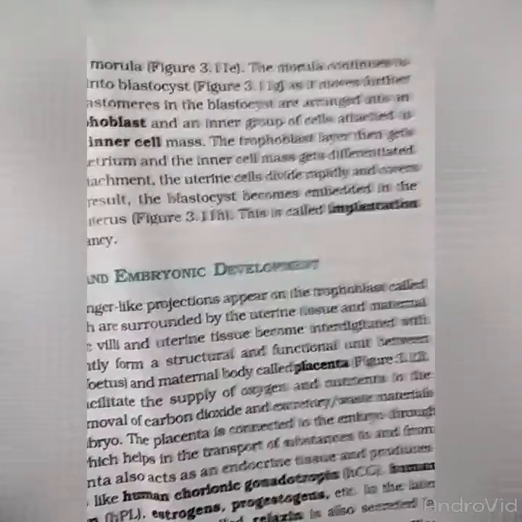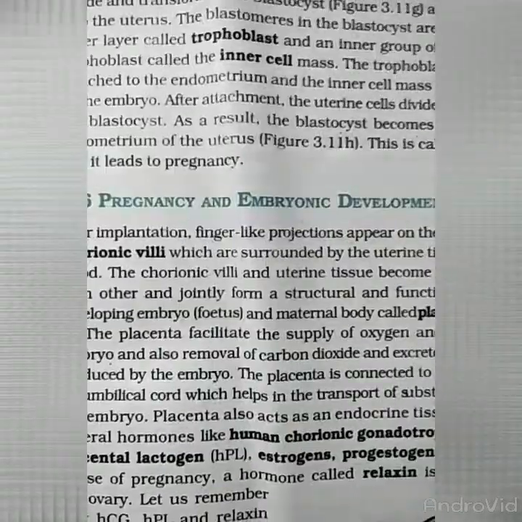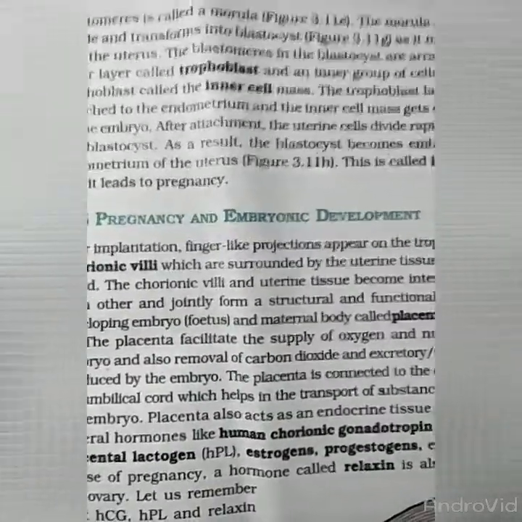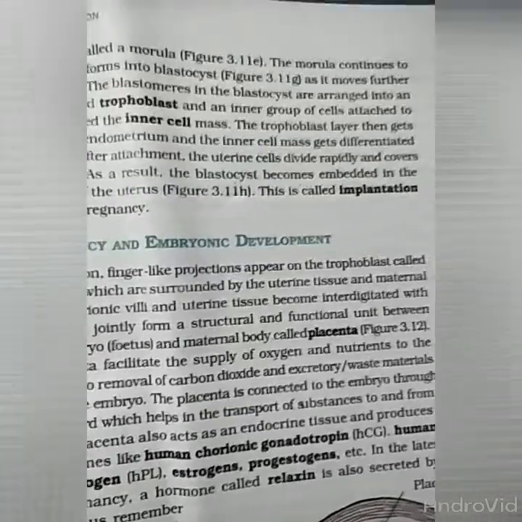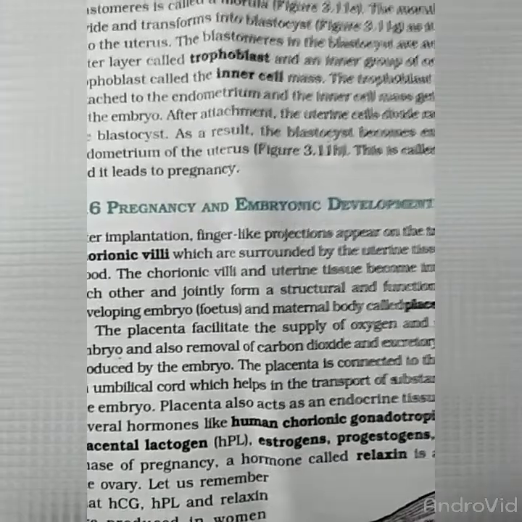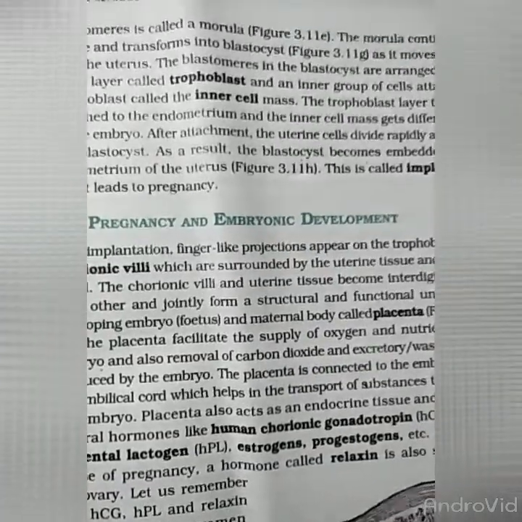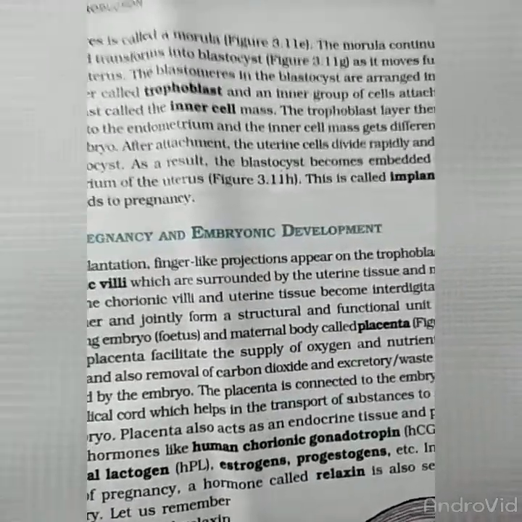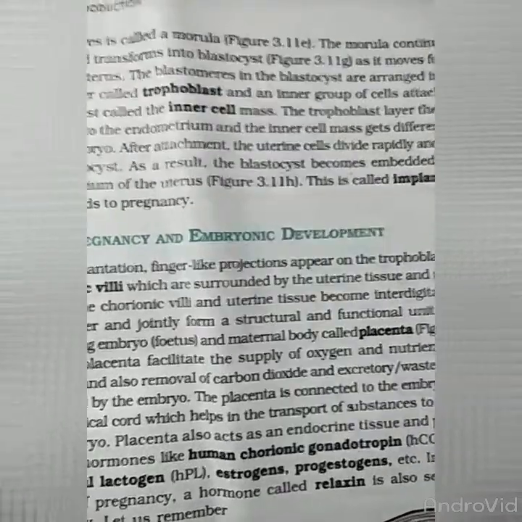This is a very important question: what is implantation? Blastocysts are arranged into an outer layer called the trophoblast. The outer peripheral layer where the cells are organized is called the trophoblast.